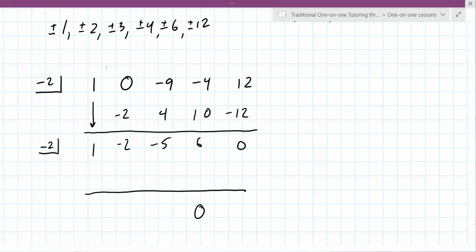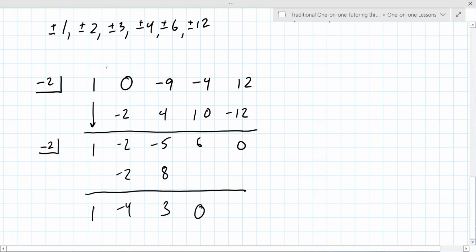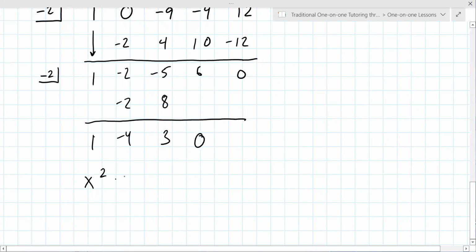You did. Okay, what are the other coefficients? Well, I can get them here. So 1, and then -2, -4, 8, 3. So this is x squared minus 4x plus 3. And then what does that factor into?